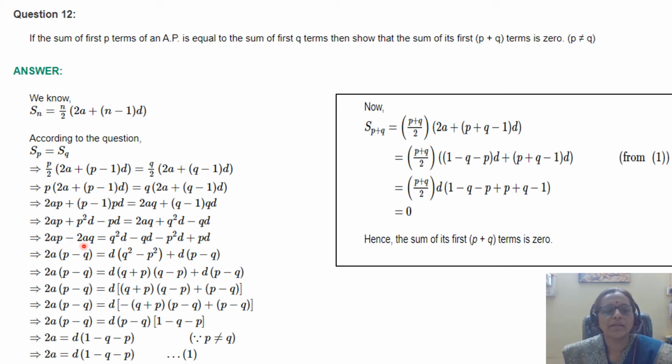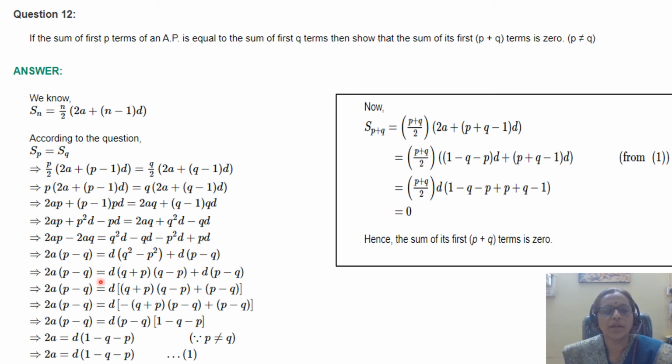Now 2ap plus p square d minus pd is equal to twice aq plus q square d minus qd. Twice ap minus twice aq, like terms written together, is equal to q square d minus qd minus p square d plus pd on the right hand side. Now here 2a common, p minus q. Here d common, q square minus p square. And from these two terms d common, directly we can write p minus q.